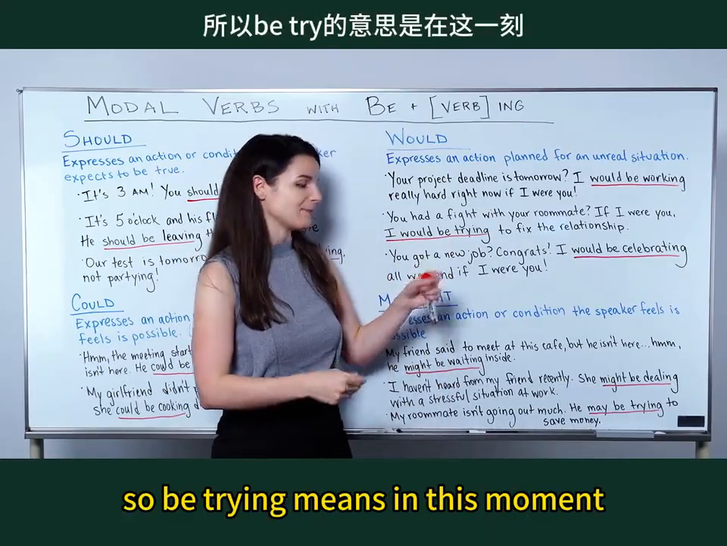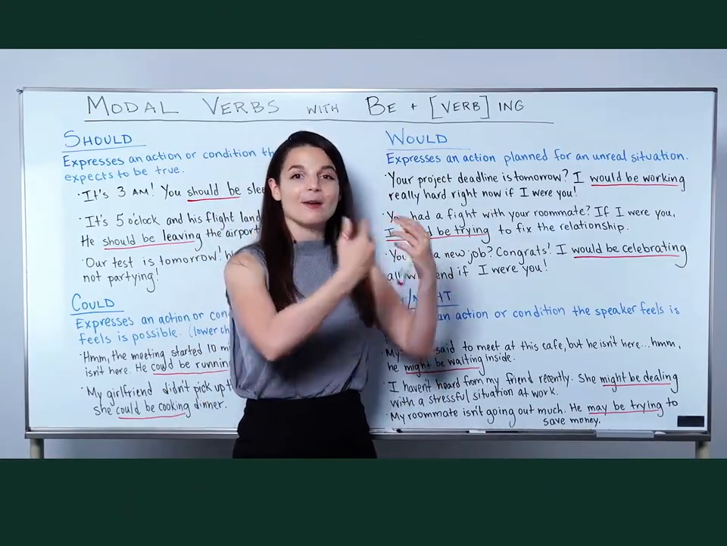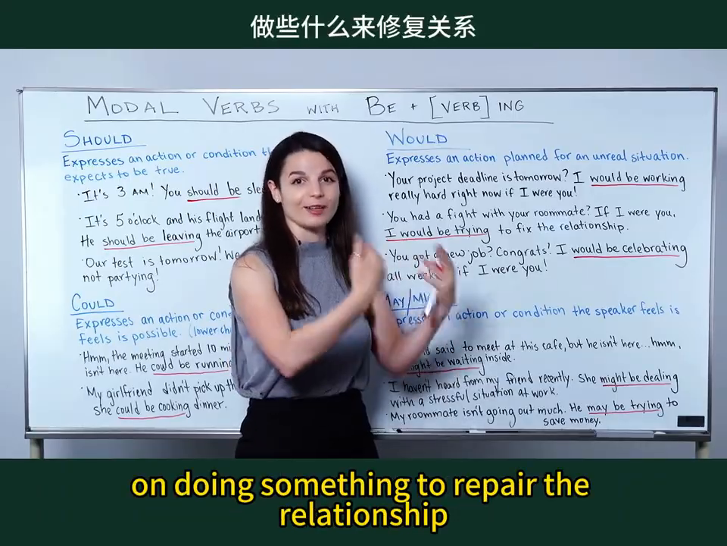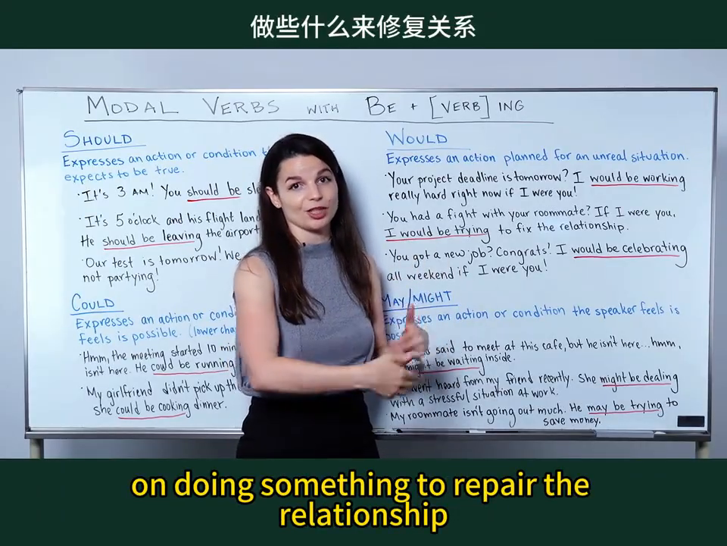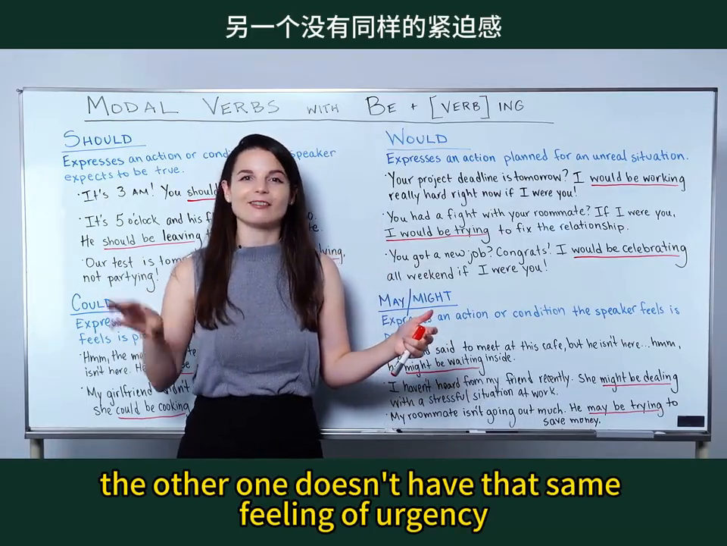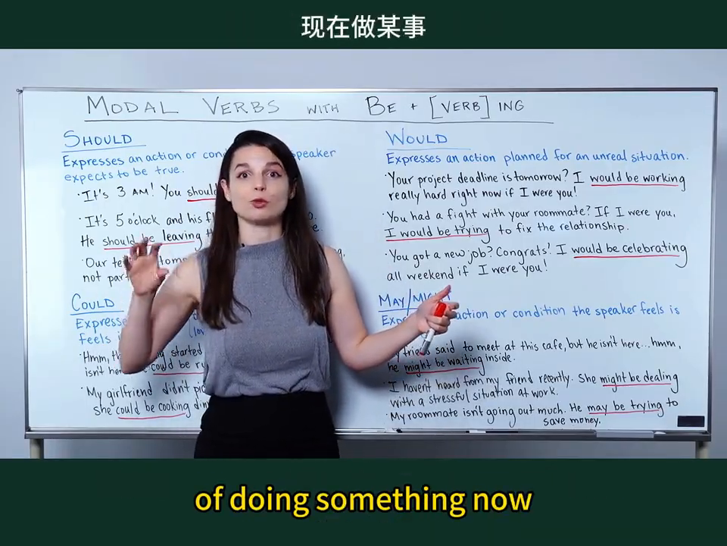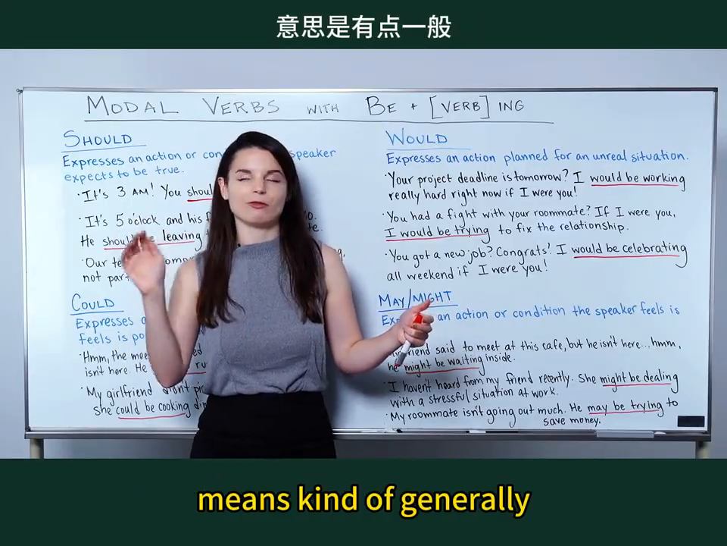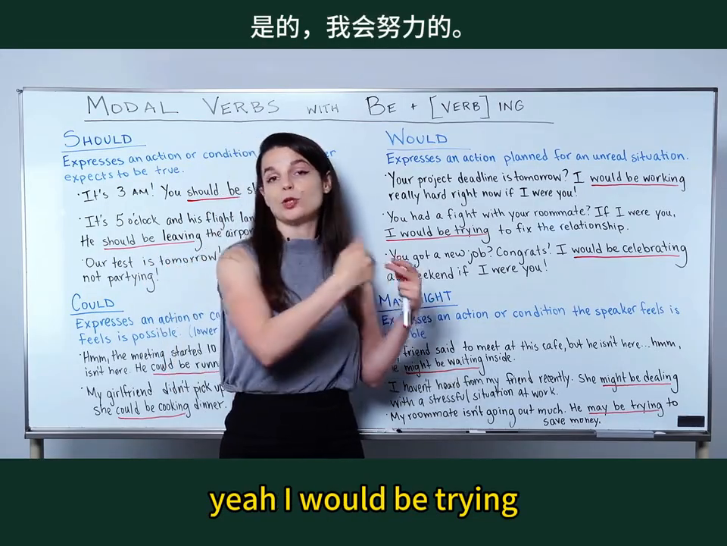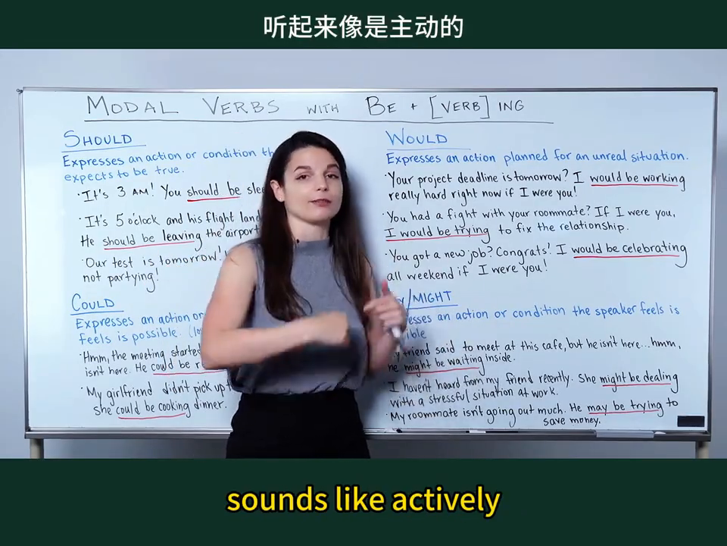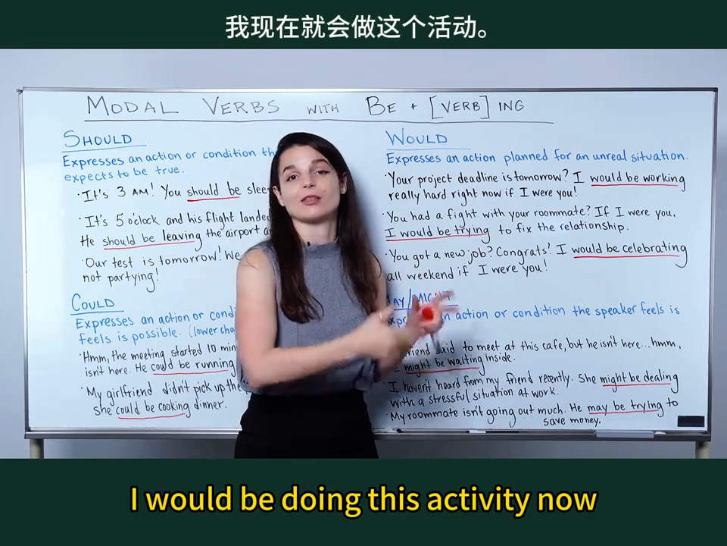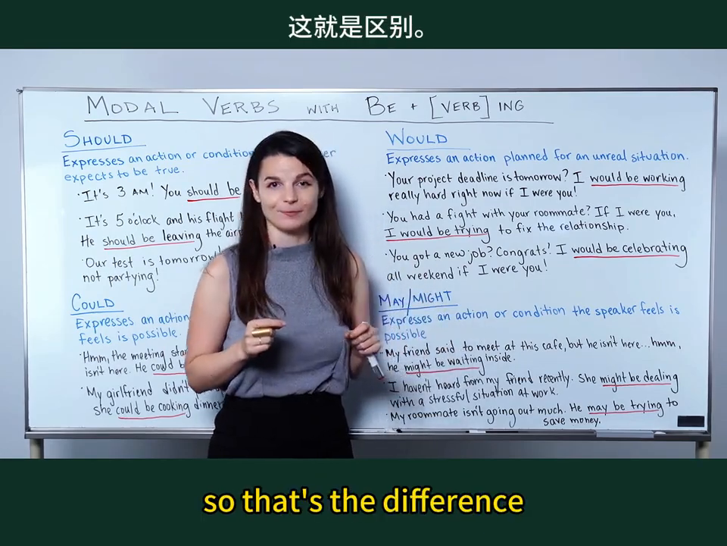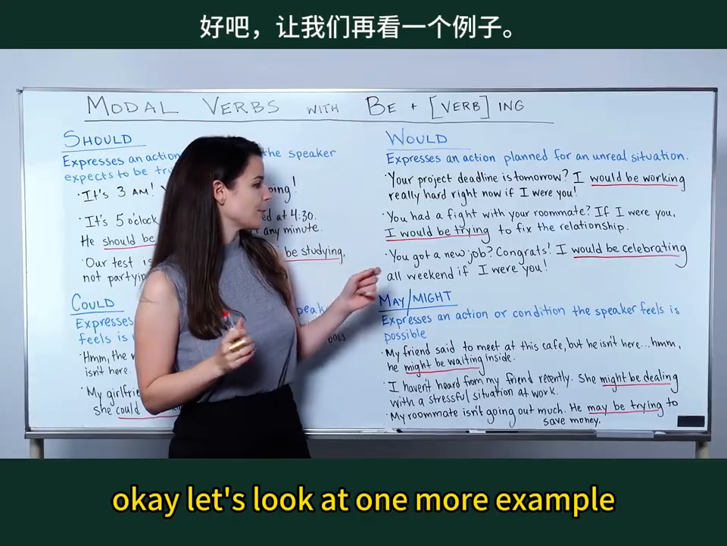So be trying means in this moment, I would be working on doing something to repair the relationship. The other one doesn't have that same feeling of urgency of doing something now. I would try to fix the relationship means kind of generally. Yeah, I would be trying sounds like actively. I would be doing this activity now. So that's the difference. Okay, let's look at one more example.